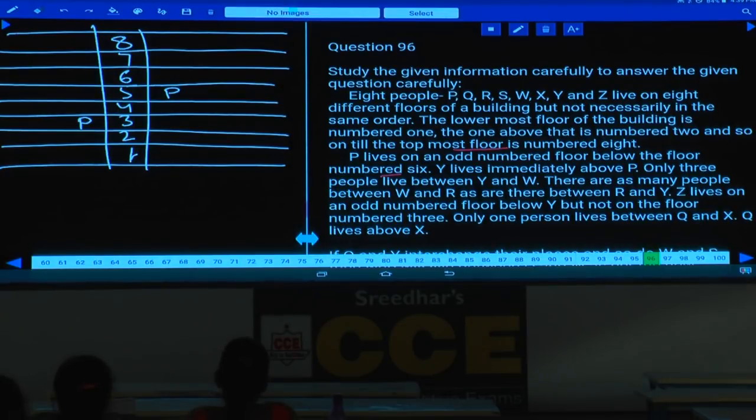As of now, let us work out these two simultaneously. If these two are invalid, then we can directly go for P on the 1st floor. And Y lives immediately above P. Y is on the 6th floor and the 4th floor.